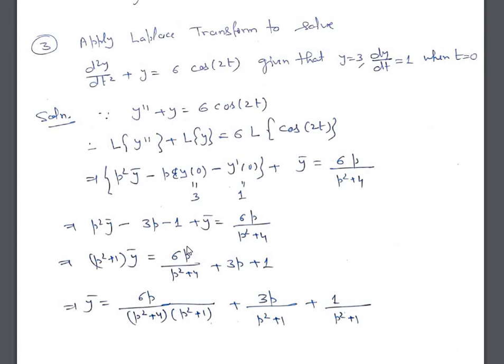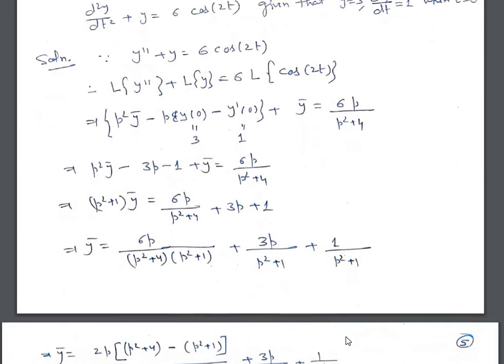Taking y bar common from these two terms, we have p square plus 1 into y bar is equal to 6p upon p square plus 4 plus 3p plus 1. So therefore y bar is equal to 6p upon p square plus 4 into p square plus 1 plus 3p upon p square plus 1 plus 1 upon p square plus 1.